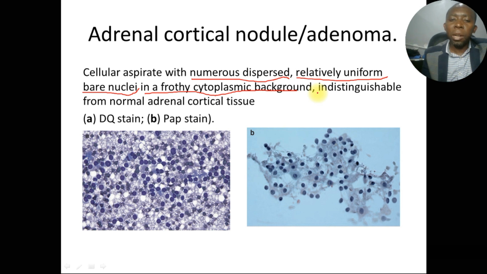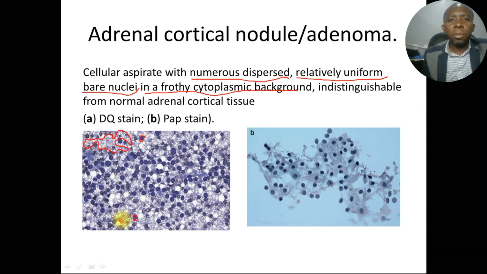So let's get back to the image, and this is image A. This is what we are referring to as the frothy background. Even when you look at it, the appearance of the background itself appears frothy. So this background is very important when we are diagnosing adrenocortical adenomas. And when we look at the nuclei, they look bare. We can hardly tell where the cytoplasm or the cell margin is. The cell looks bare, as if it has no cytoplasm.